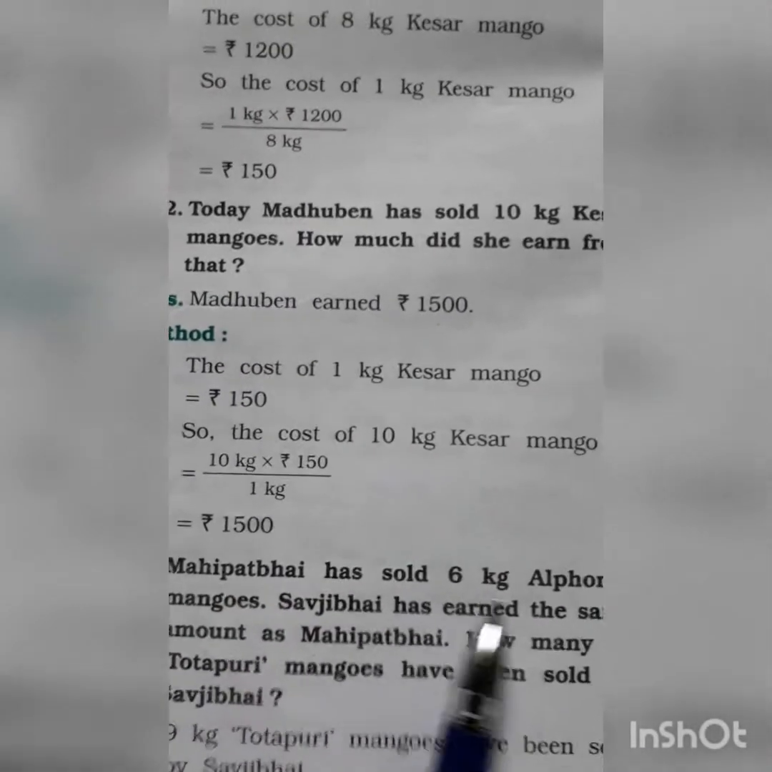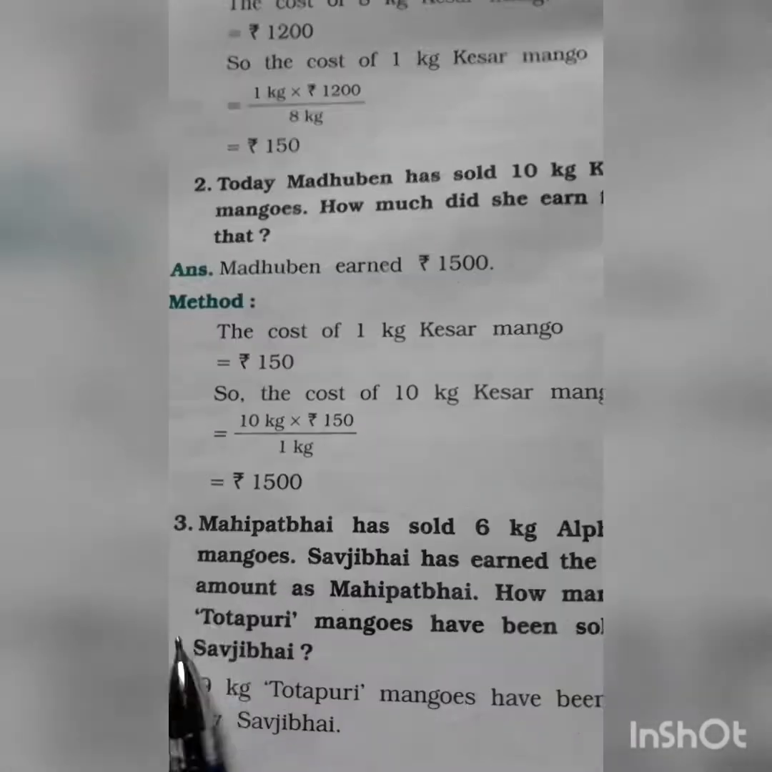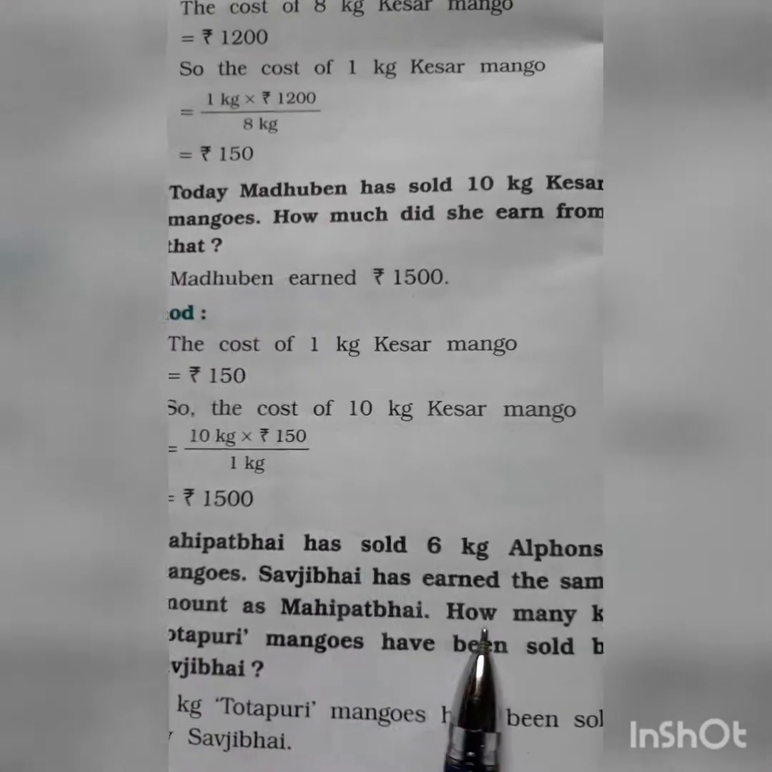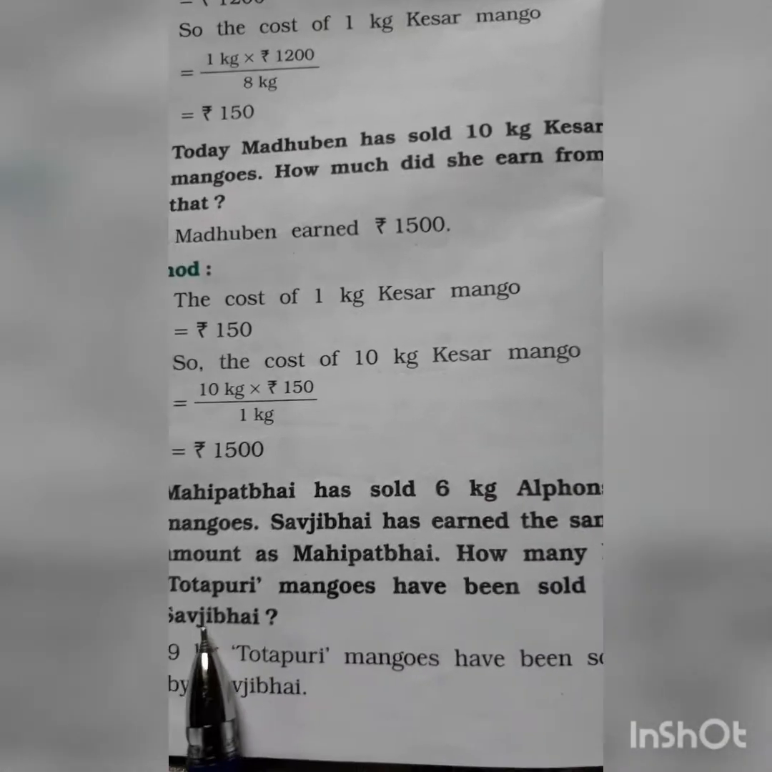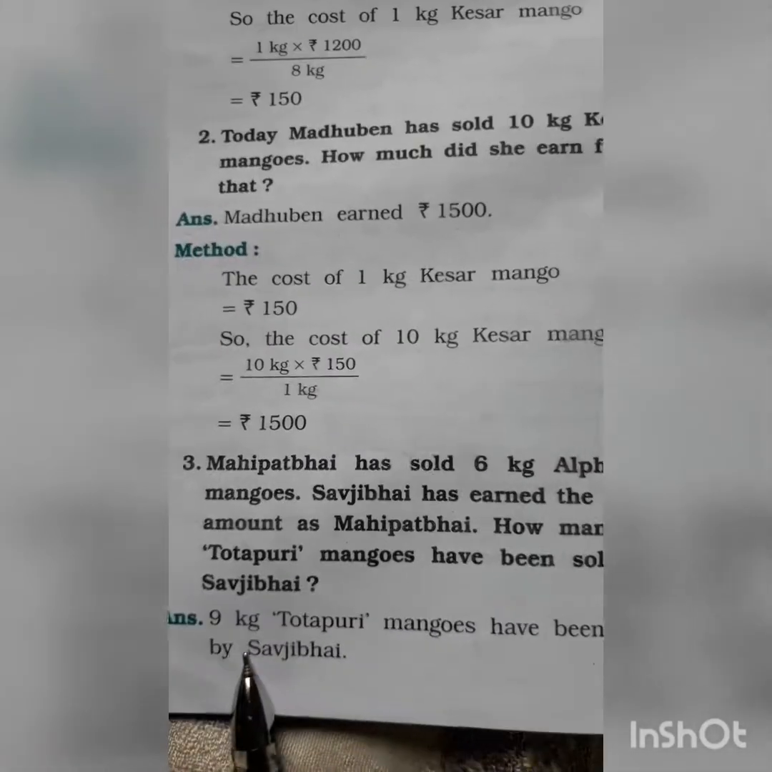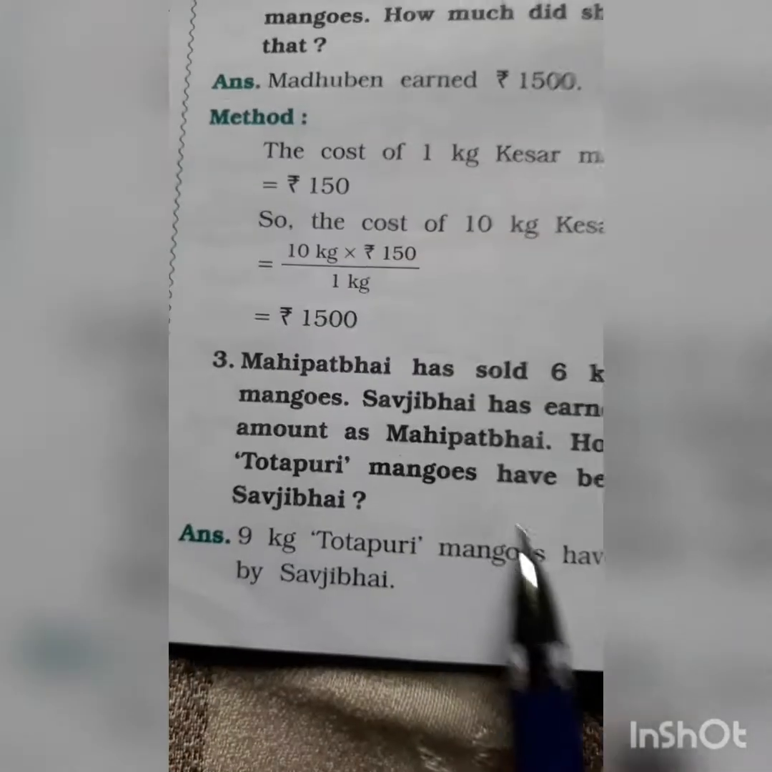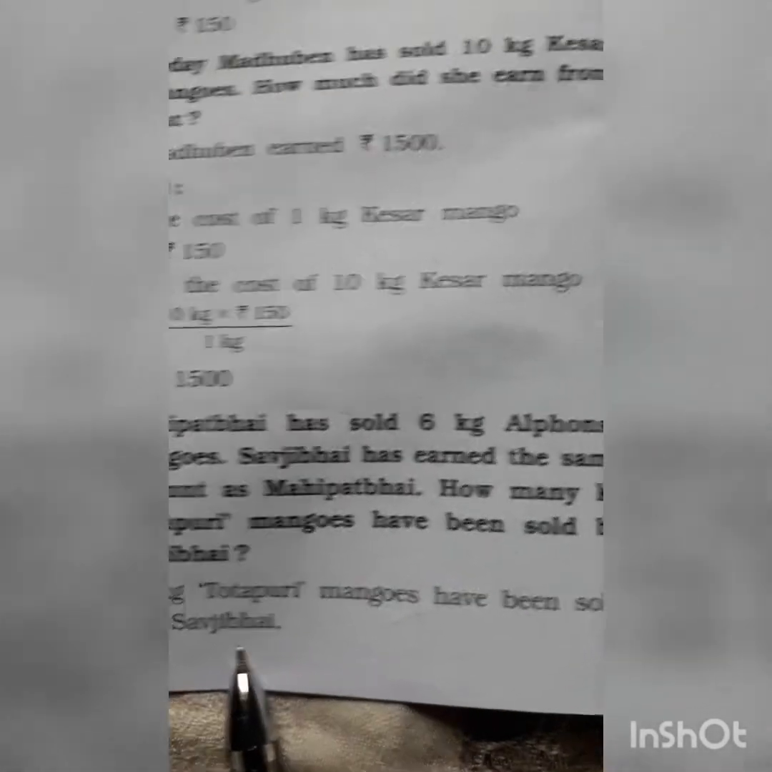Now see. Mahipat Bhai has sold 6 kg Alfonso mangoes. Sauji Bhai has earned the same amount as Mahipat Bhai. How many kg Totapuri mangoes have been sold by Sauji Bhai? Now see here. Answer now. See, how you have to do? From here, 9 kg Totapuri mangoes have been sold by Sauji Bhai. This is your answer, right?